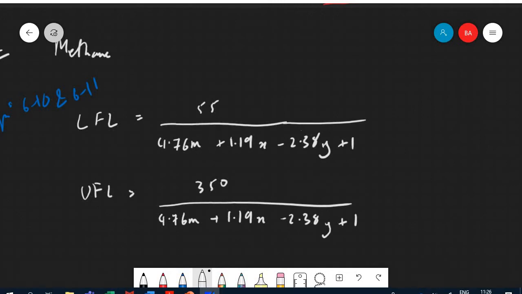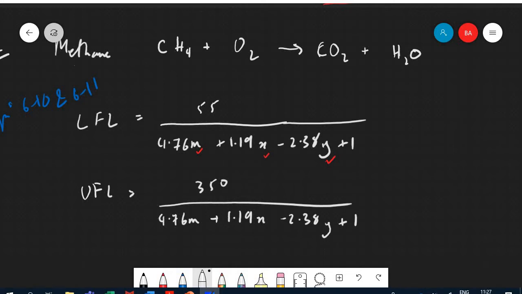So what we need are these values. We need m, x, and y, so that we can calculate our LFL and UFL. So what do we have here? We have methane, and we need to do the stoichiometry of methane, where CH4 plus O2 gives us CO2 plus H2O. I took the simplest one, you do the rest.